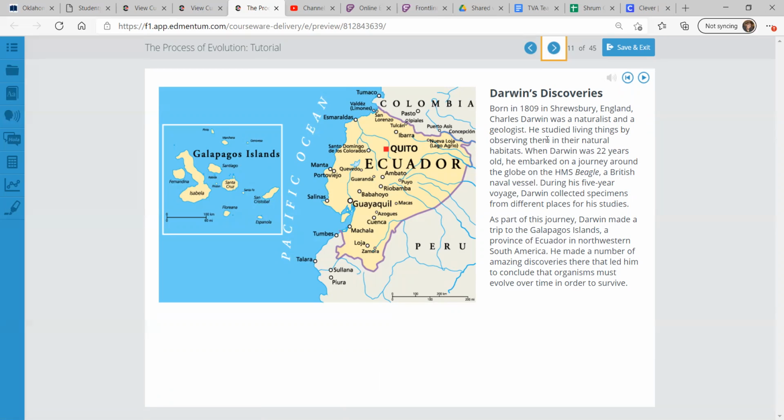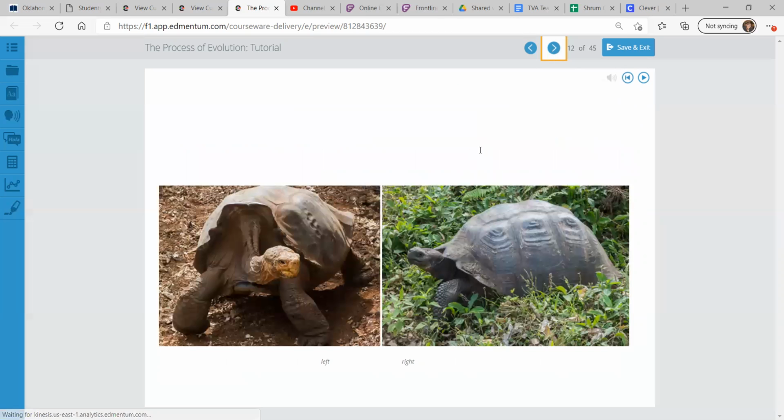As part of this journey, Darwin made a trip to the Galapagos Islands, a province of Ecuador in northwestern South America. He made a number of amazing discoveries there that led him to conclude that organisms must evolve over time in order to survive.